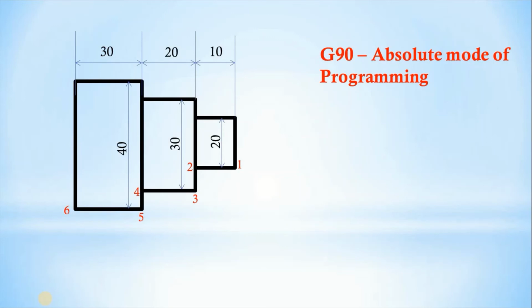So this is a component, you can see all the dimensions. If each and every movement of the tool is indicated with reference to only one single reference point, it is called absolute mode of programming. So this is a reference position. For this reference position, the tool is set, meaning all three axis values are 0, that is X0, Y0 and Z0. That will be the start point. So here you can see one reference point. From this reference point, all other movements of the tool are decided.